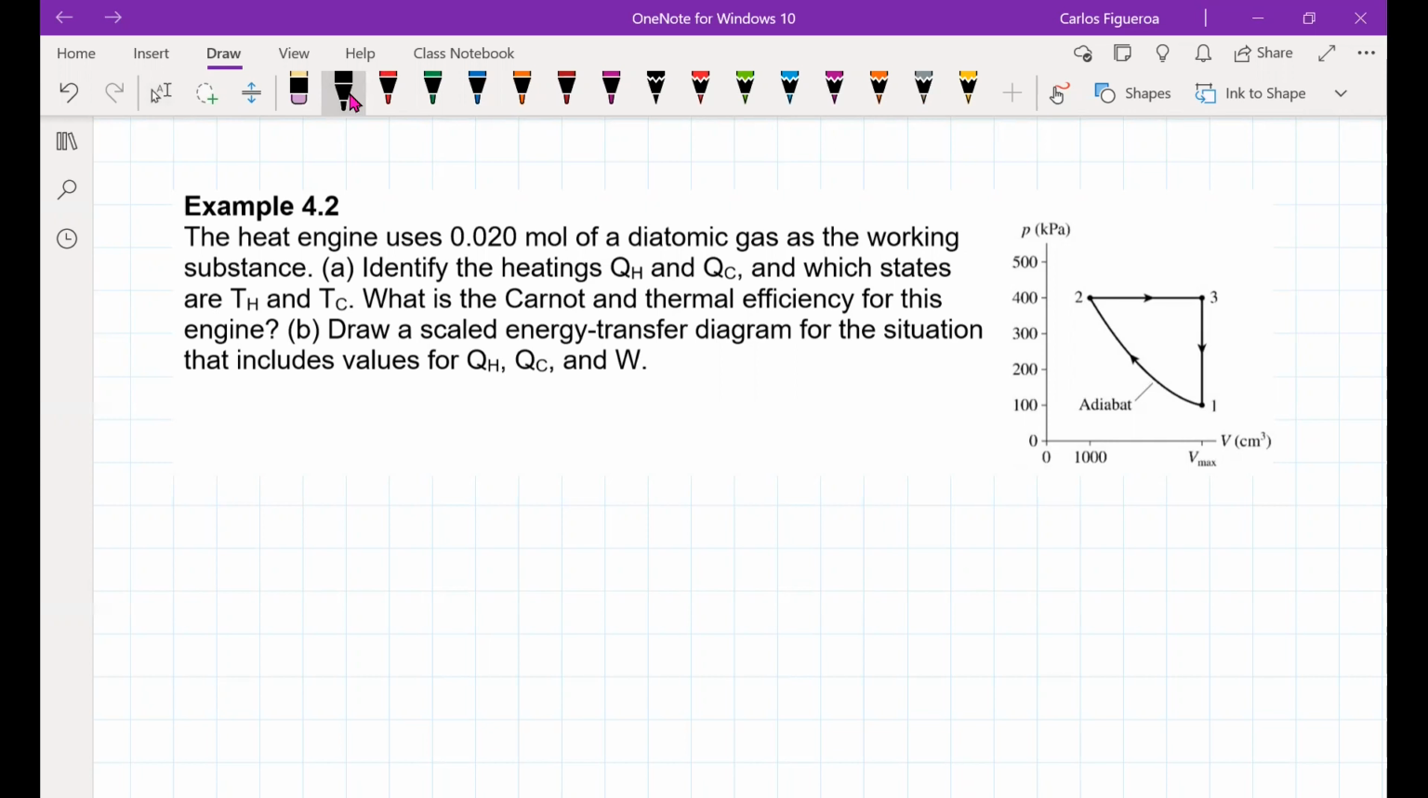So for starters here, we need to identify what is Q hot, T hot, Q cold, and T cold.